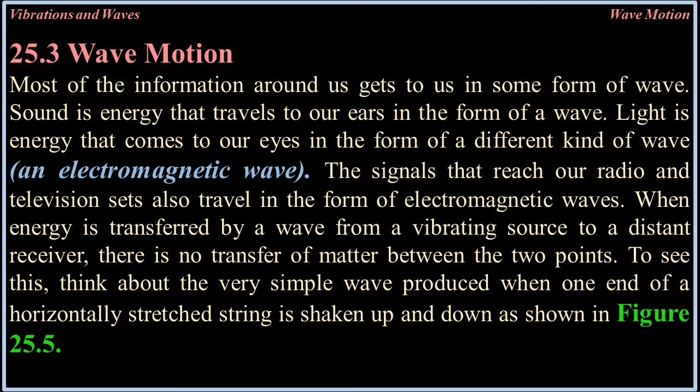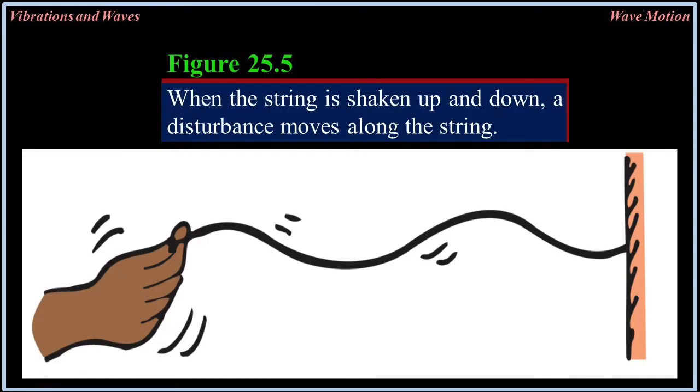To see this, think about the very simple wave produced when one end of a horizontally stretched spring is shaken up and down, as shown in figure 25.5. Figure 25.5: When the string is shaken up and down, a disturbance moves along the string.